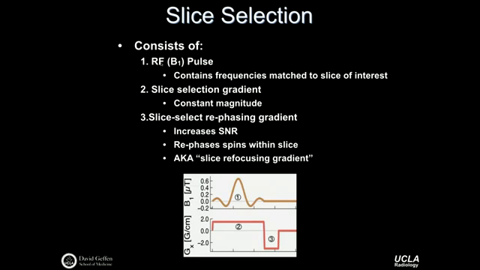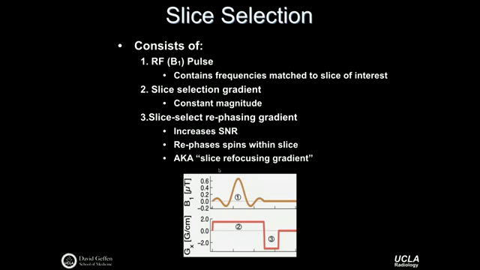At the same time we're playing this RF pulse, we have to turn on a slice selection gradient. And that slice selection gradient is just part two down here. It's almost always a constant magnitude gradient. That constant magnitude gradient, again, sets up a distribution of Larmor frequencies, and the RF pulse is then tuned to a narrow band of the Larmor frequencies that we care to excite. Maybe it's in my neck, maybe it's in my head, maybe it's somewhere in my chest.